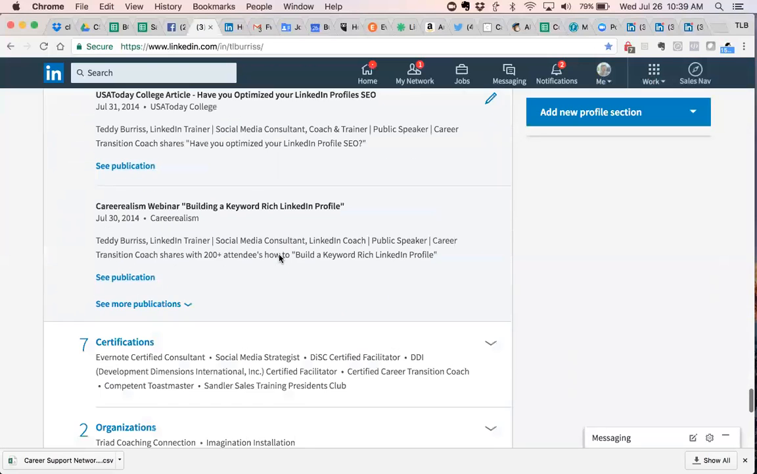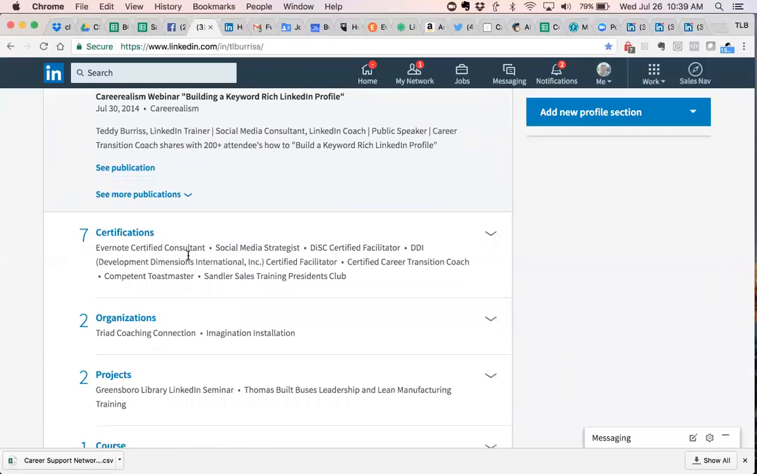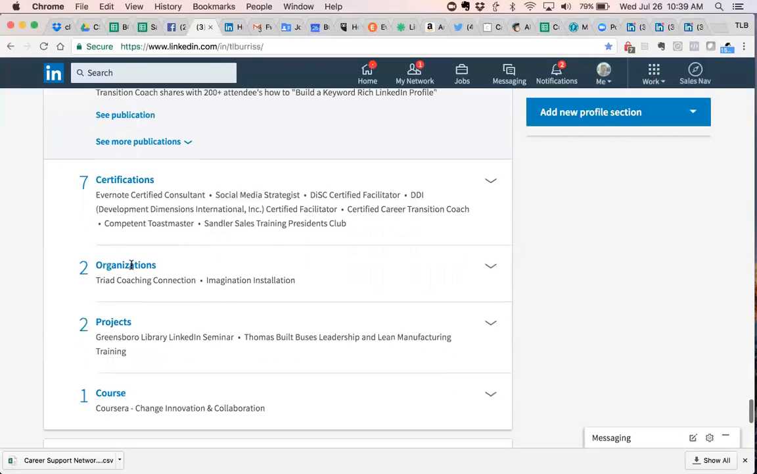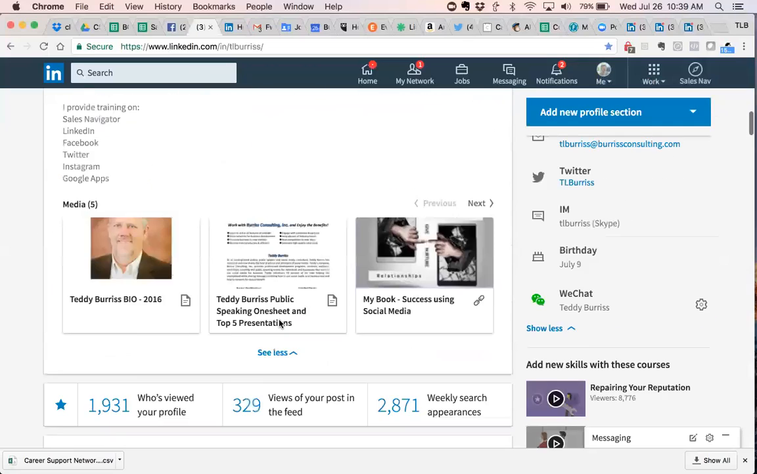So if you're a writer or an author, you get content out there on the internet, then share it as long as it is relevant to who you are and what you do. Certs, relevant to who you are, what you do. Organizations, relevant. Projects, relevant. Courses, relevant. Hear the word? Relevant. If it doesn't support who you are and what you do, or show professional growth, it doesn't need to be on here. That's it in the big picture.